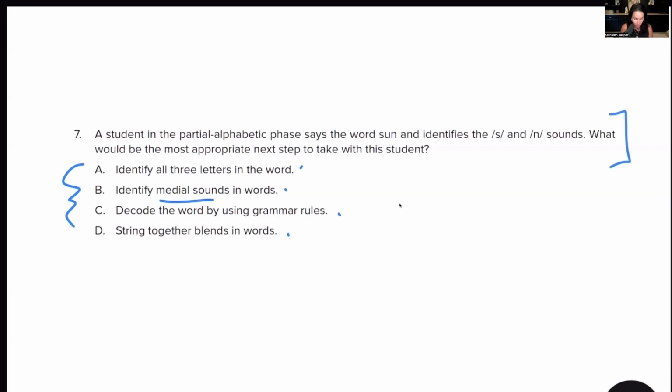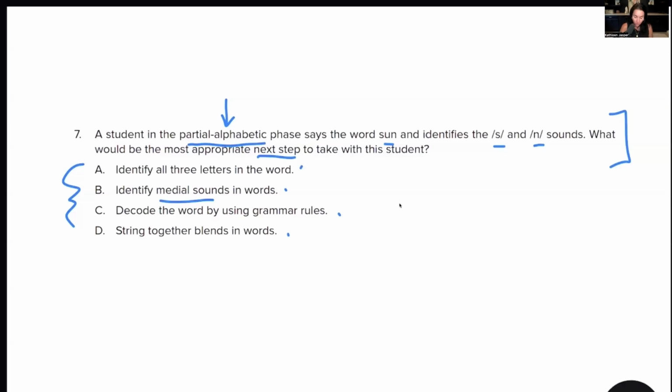So let's go here. A student in the partial alphabetic phase says the word sun and identifies the s and n sounds. So a couple things going on here. We have partial alphabetic, which means the student is understanding some sounds or some letters in the word. What would be the most appropriate next step to take with the student? This is why it's a little bit harder than the original 5002. This is the systematic approach to teaching reading. There are phases or steps in which students go through in order to figure this out.